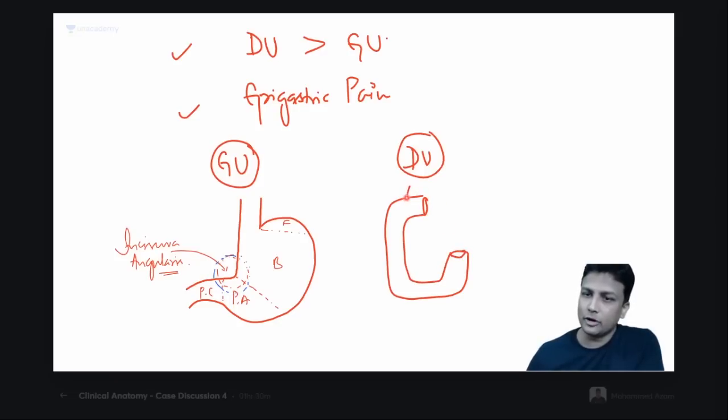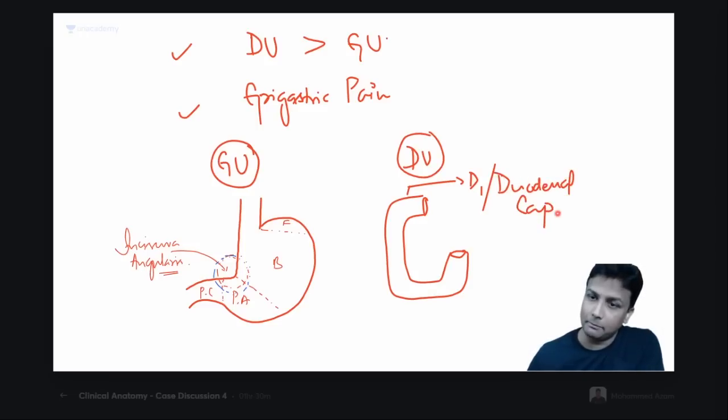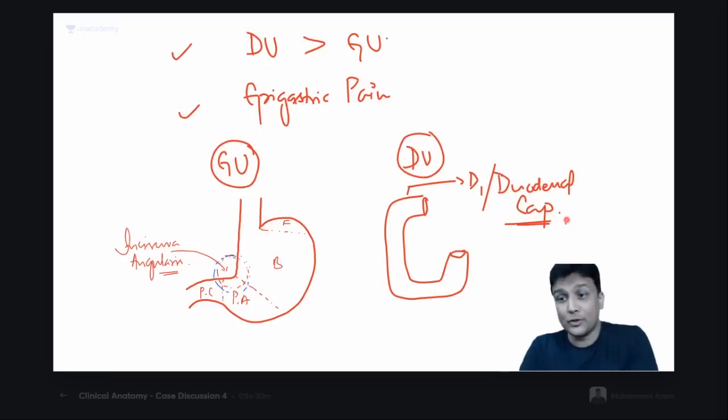Duodenal ulcers are more common in which parts? The first part of the duodenum, D1. In the exam they can also use the terms duodenal cap or duodenal bulb. So it's also known as the duodenal cap. That is why this terminology is important, and I'll be teaching that in the anatomy part also.